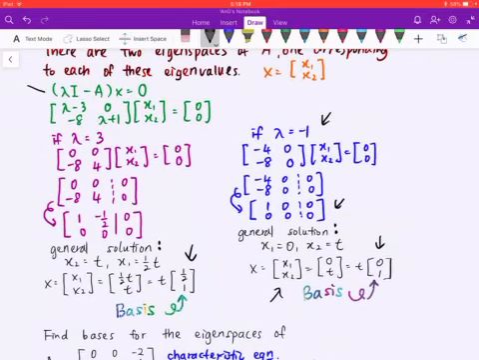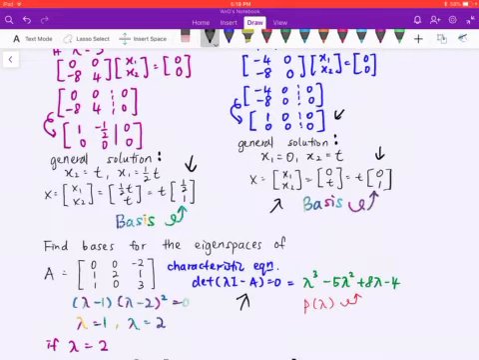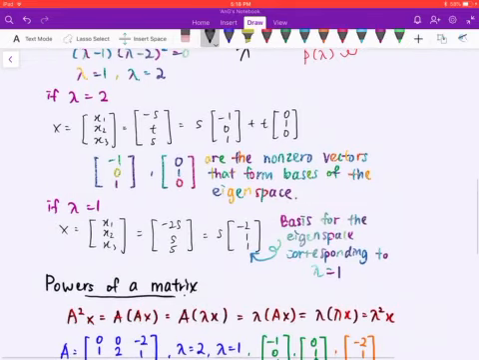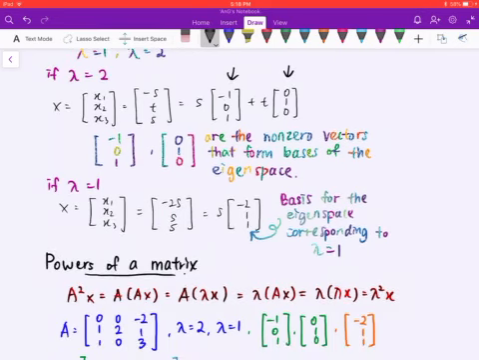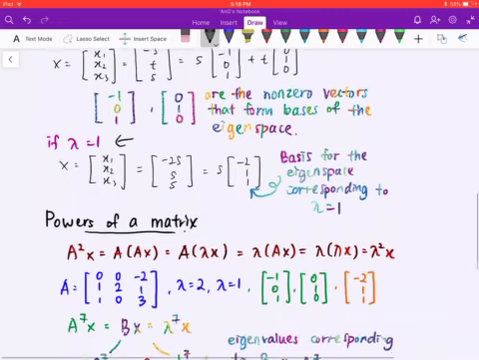Try to use this formula again, and then substitute the value of lambda to get the basis. The answer for the basis when lambda is 2, we have two vectors here: -1, 0, 1, and 0, 1, 0. These are the non-zero vectors that form the basis for the eigenspace. And we have another eigenvalue here, lambda equals 1. You substitute into the equations and solve it, and you'll get another basis.